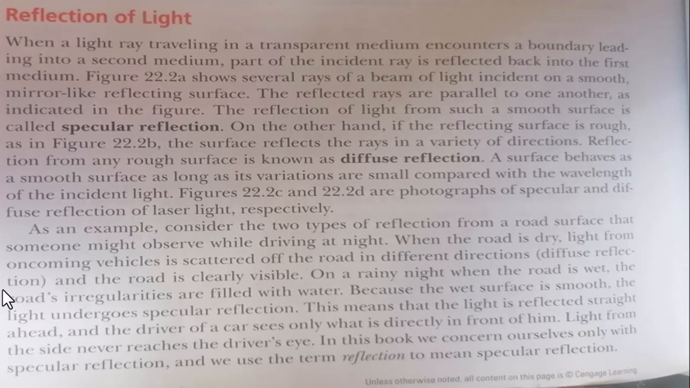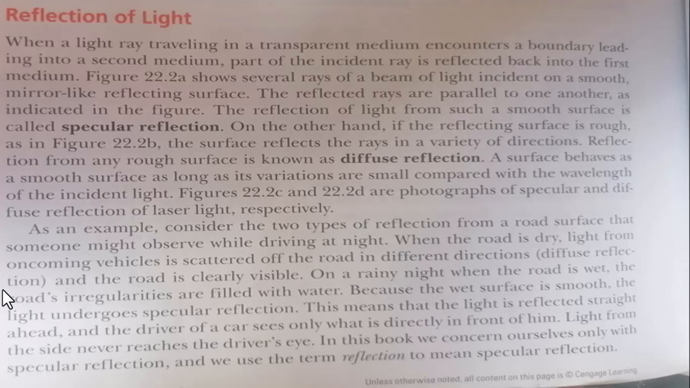So this makes the road clearly visible. You are able to see clearly the road that you are traveling on. And what causes that? What causes that is the diffusion of the reflection of light. So it causes what now? It causes the road to be visibly very, very clear, and then one can be able to see clearly what is happening on a dry summer season, we are therefore saying.